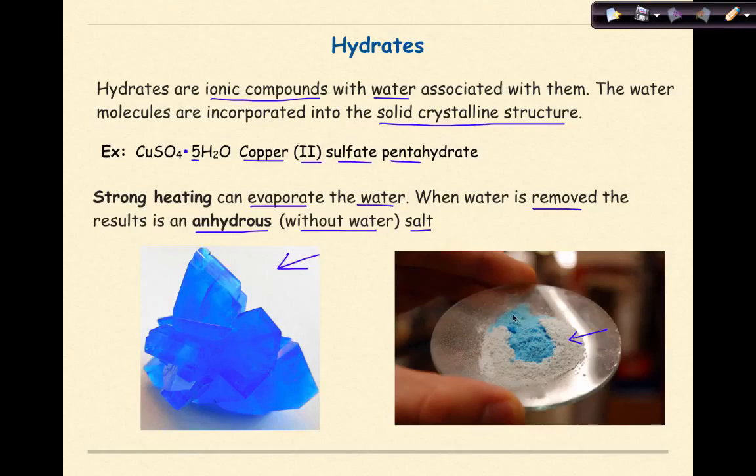And then someone put a drop of water onto this sample, which basically rehydrated the sample and turned it back into blue, just like we see over here with this hydrated sample. So the white part of the sample is the copper(II) sulfate without the water, and the blue part of the sample is the copper(II) sulfate pentahydrate with the water.